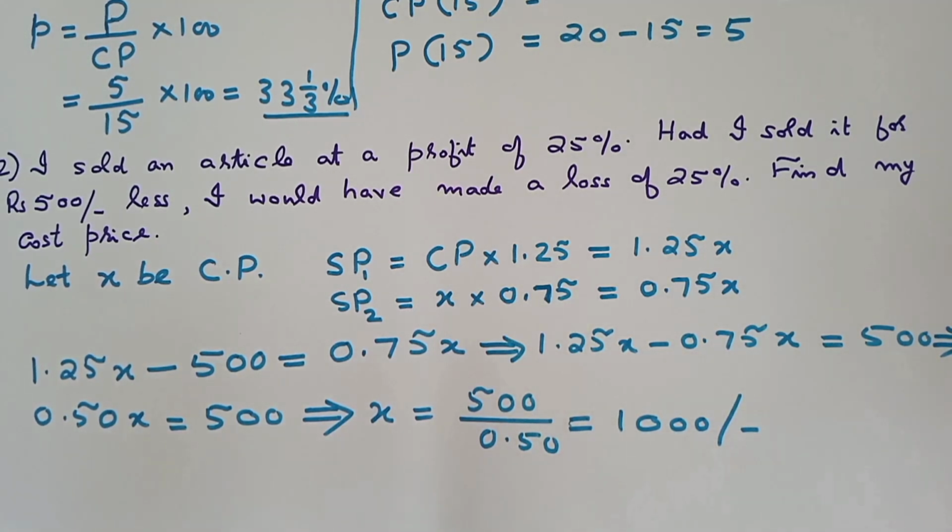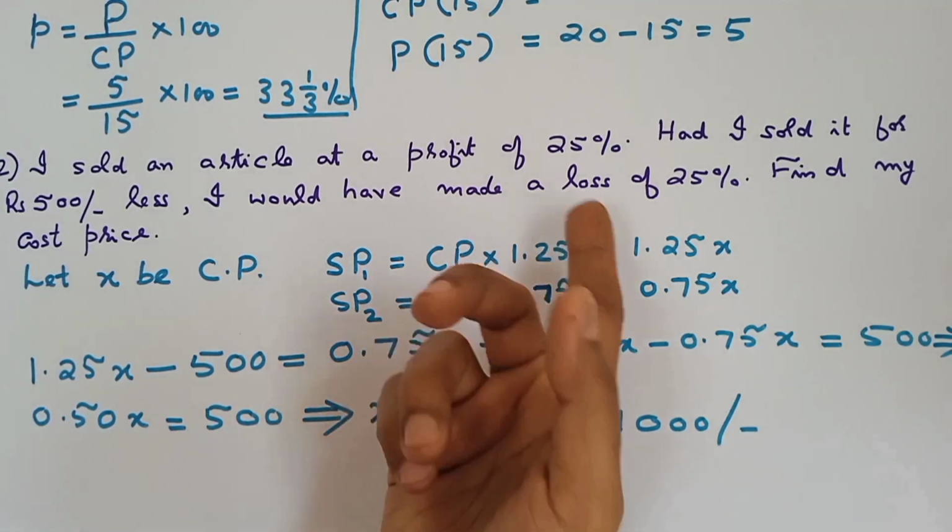So you move from profit 25% to loss 25%. How much is that? That linear movement will be 50%. 25 to 0, again 0 to further down 25. So totally he is reducing the price by 50%. And 50% of what? X.